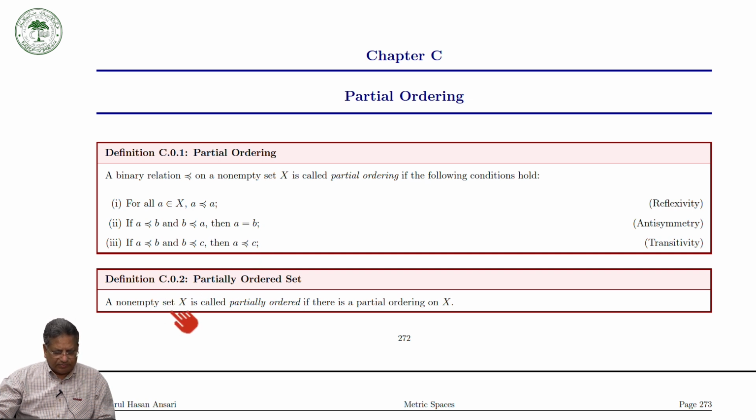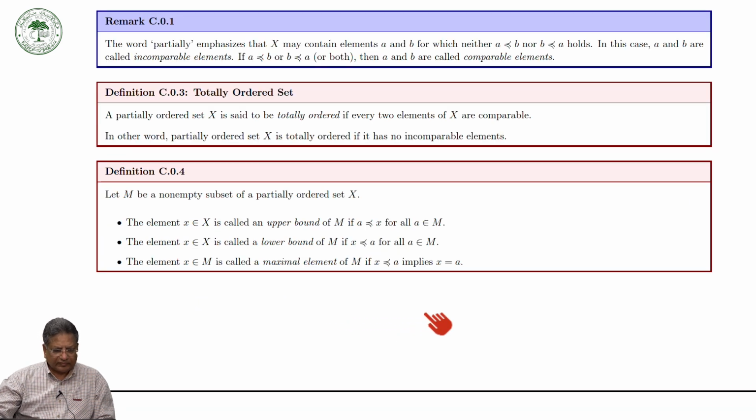A non-empty set X is called a partially ordered set if there is a partial ordering on X. The word partial emphasizes that X may contain elements A and B for which neither A is related to B nor B is related to A. In this case, A and B are called incomparable elements. If A is related to B or B is related to A or both, then A and B are called comparable elements. A partially ordered set X is said to be totally ordered if every two elements of X are comparable. In other words, the partially ordered set is totally ordered if it has no incomparable elements.